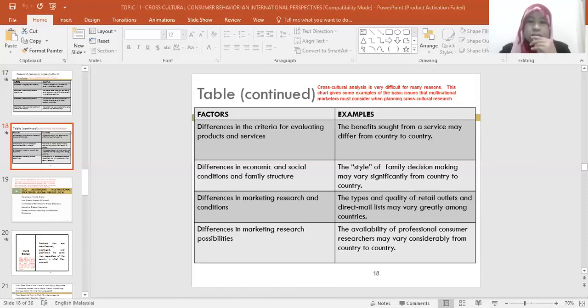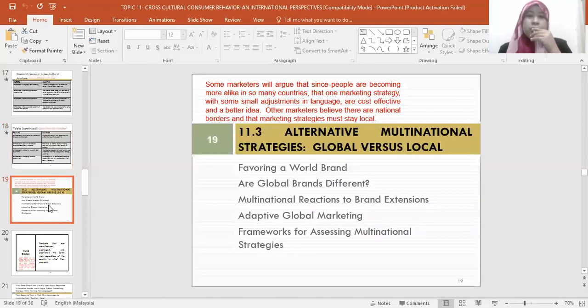Okay, we continue. There is some interaction. Sorry, yeah. So we go to the next one. This is the last subtopic for this topic, 11.3. We have the alternative multinational strategy, global versus local.